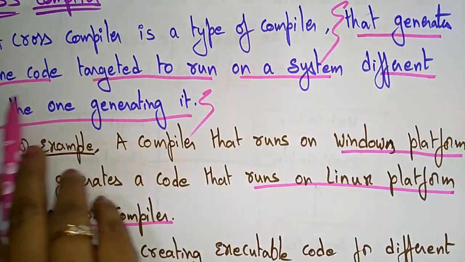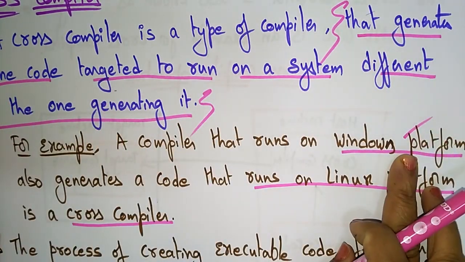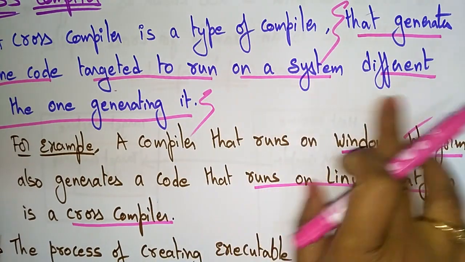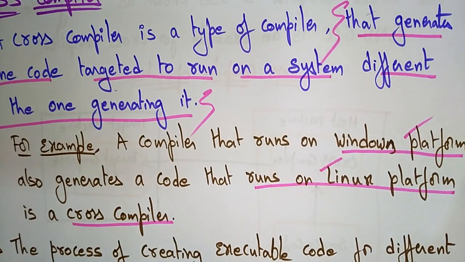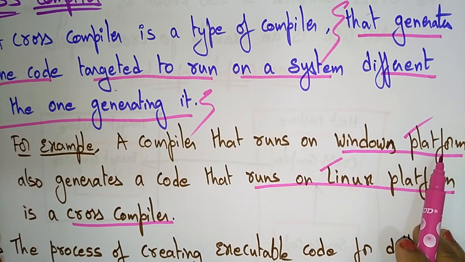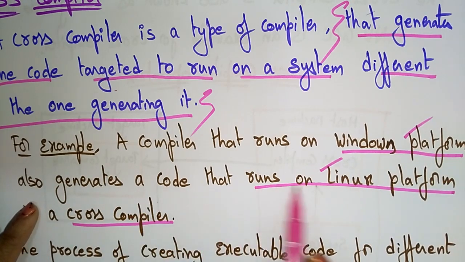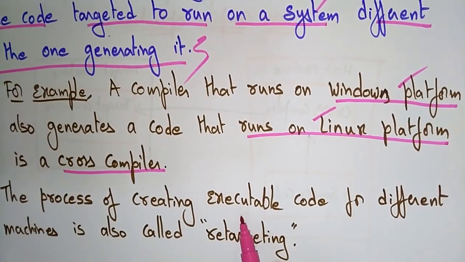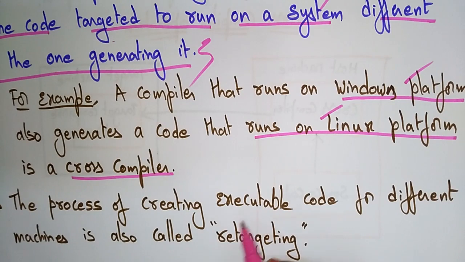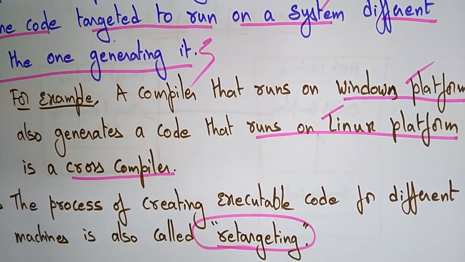So a compiler that generates machine code targeted, from the Windows platform, to run on a system different than the one generating it. It generates a code that runs on the Windows platform as well as on the Linux platform, which you can use on the Linux platform. That is a cross compiler. A compiler that runs on a Windows platform and also generates a code that runs on a Linux platform is a cross compiler.